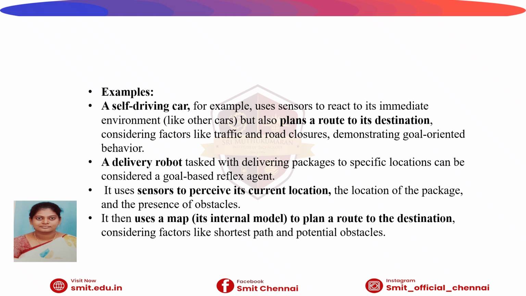So likewise, a self-driving car will have its sensors. A delivery robot tasked with delivering packages will act accordingly to reach the location where it has to deliver, and how efficiently it is going to deliver. So it has to plan a route to the destination. It uses an internal model or a map to do its task efficiently. That is the goal based agent. Its aim is to achieve the goal efficiently.